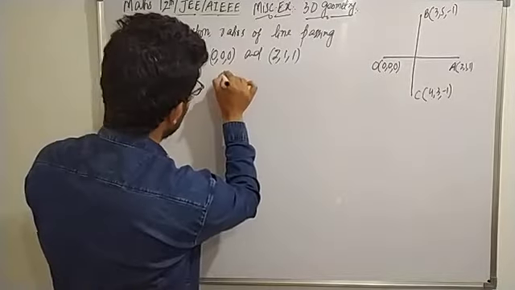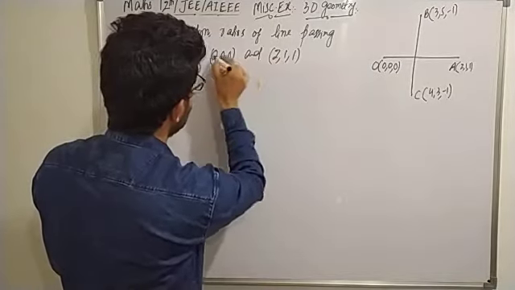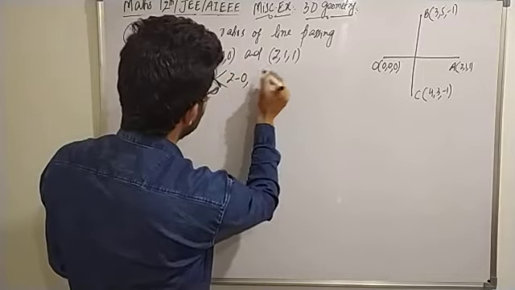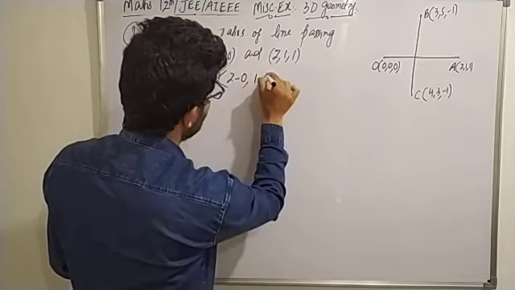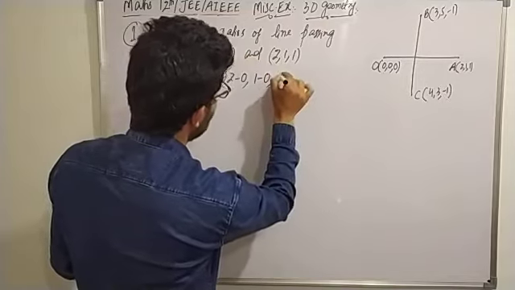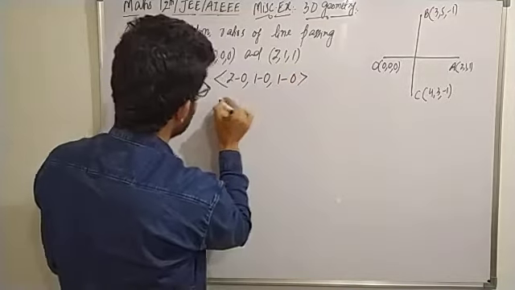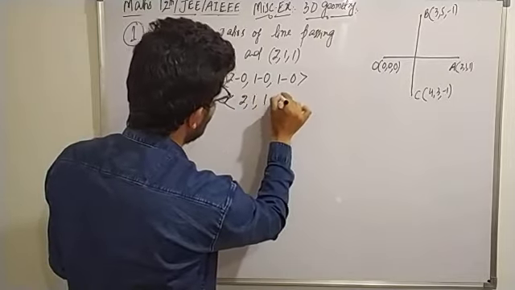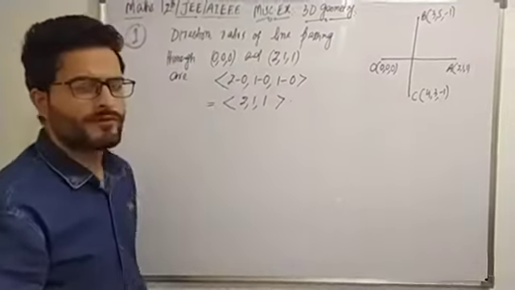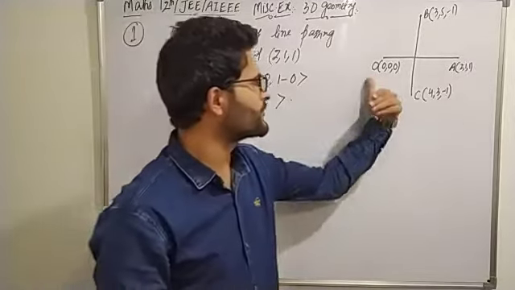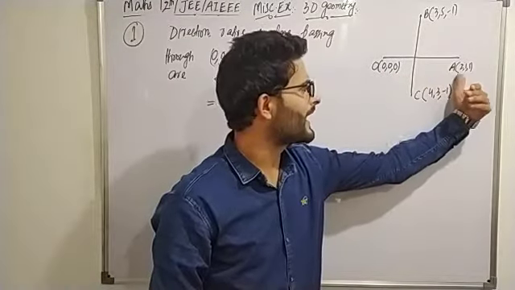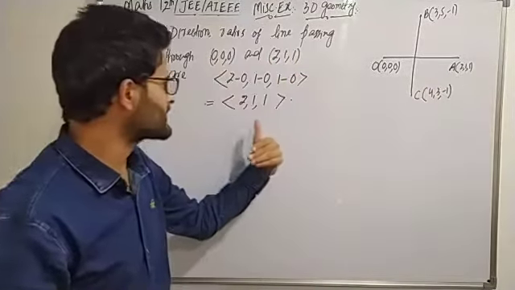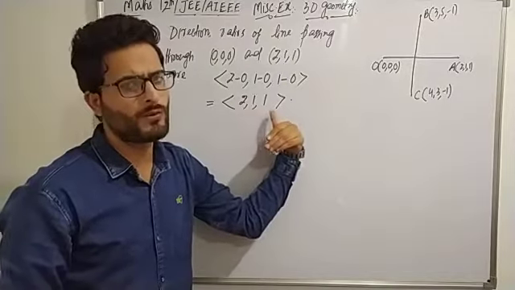That is directly equal to ordered 3 tuple of x2 minus x1, that is 2 minus 0, y2 minus y1, that's 1 minus 0, z2 minus z1, that's again 1 minus 0. So the direction ratios must be ordered 3 tuple of 2, 1 and 1. So the direction ratios of first line which is passing through the points O of 0, 0, 0 and A of 2, 1, 1 are yes, ordered 3 tuple of 2, 1 and 1.